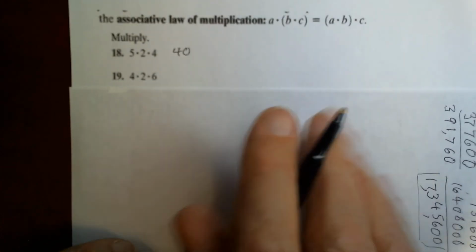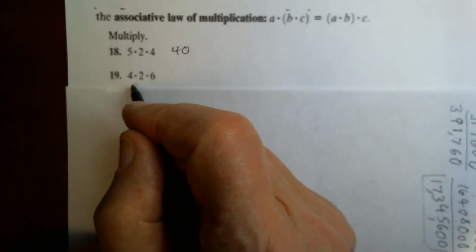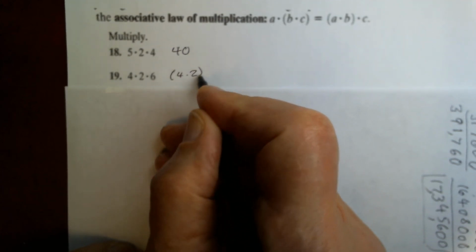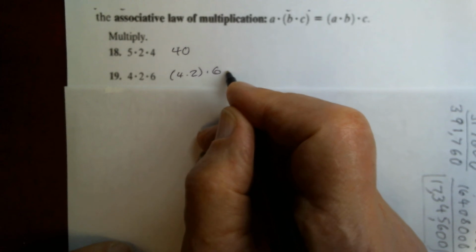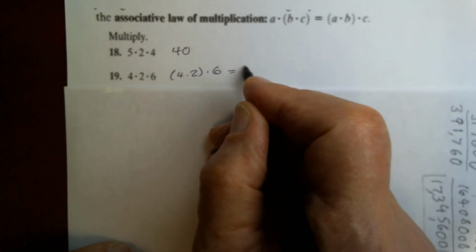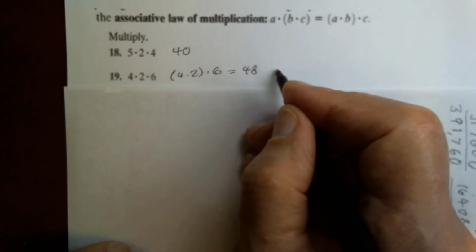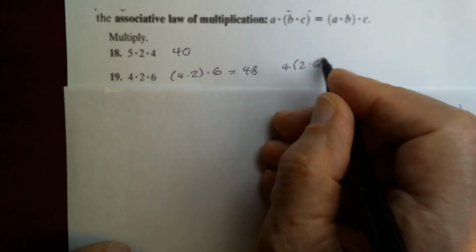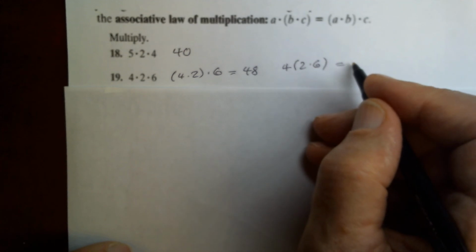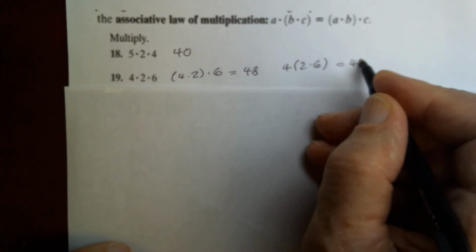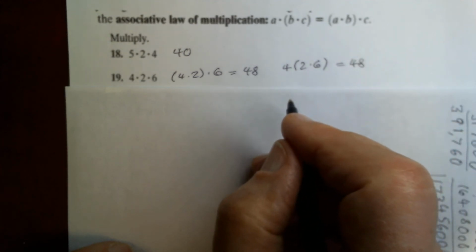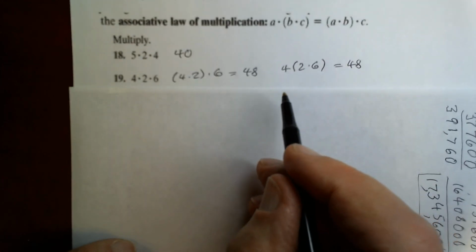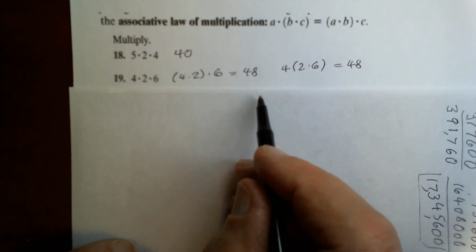Similarly, if we multiply 4 times 2, well, let me just write it out. 4 times 2 times 6 is equal to 48. Or we can write it as 4 times 2 times 6, or 4 times 12, which is also equal to 48. So in other words, that shows how we can apply the associative law of multiplication.